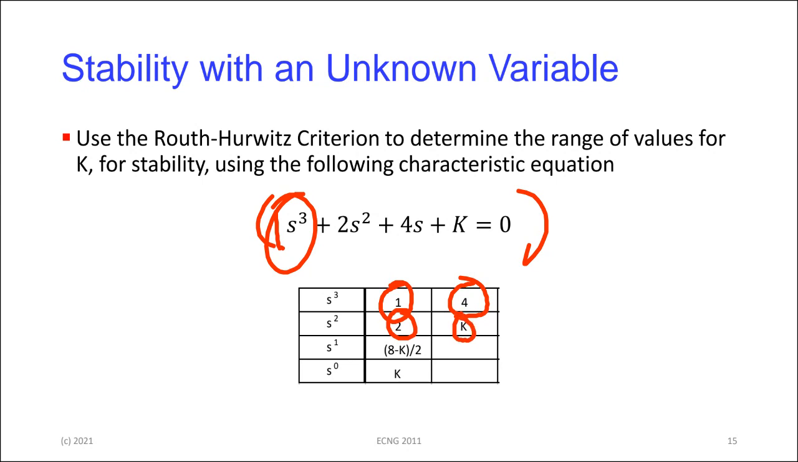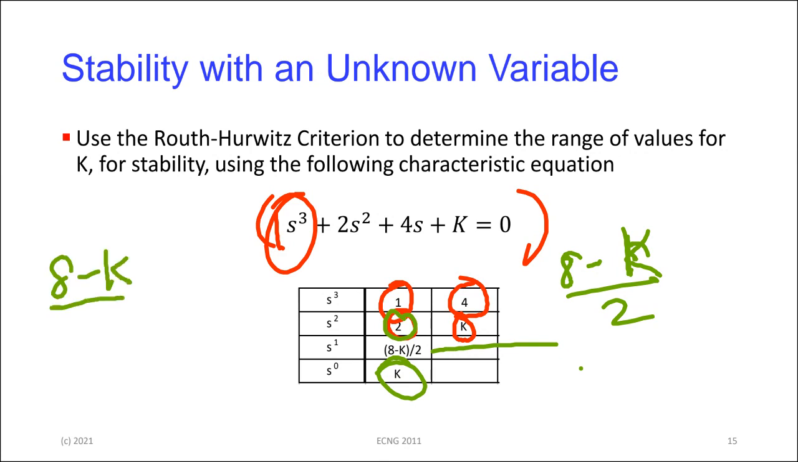So if you complete the table, here is going to be 2 by 4, which is 8, minus K over 2, which is 2. So 8 minus K over 2. And then the bottom row here is going to be 8 minus K over 2, which is this cell here. Let me just clear it up.